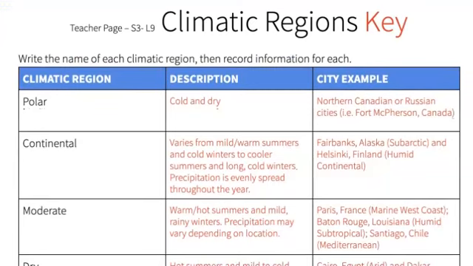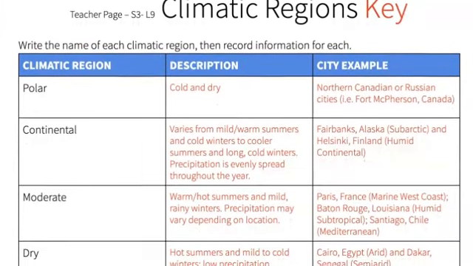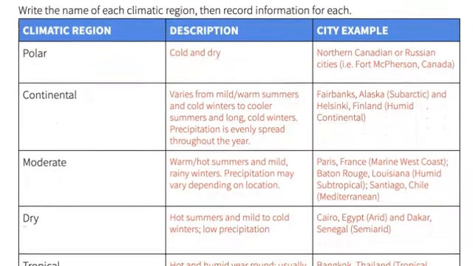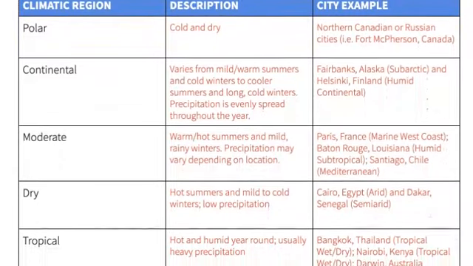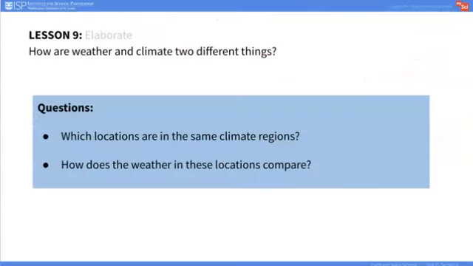Students will use this interactive to determine the climate zone their city actually falls under, as well as their classmates' cities. In the Elaborate portion of this lesson, students will discuss which cities are within the same climate zone and how the weather in these locations compare.